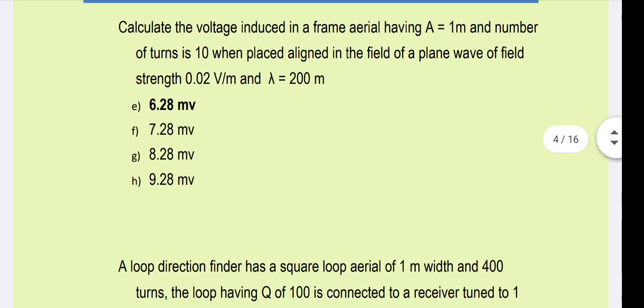Calculate the voltage induced in the frame area having A equal to 1 m square and number of turns 10 when placed aligned in the field of a plane wave of field strength 0.02 V per m and lambda equal to 200 m. Option A is the answer, 6.28 mV.